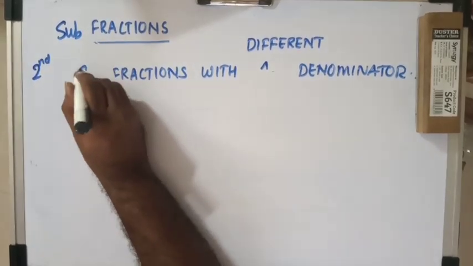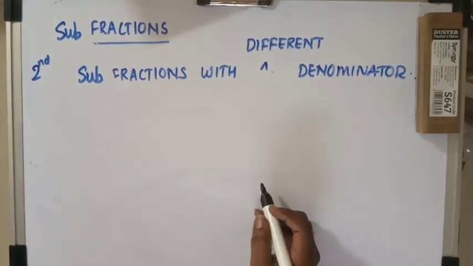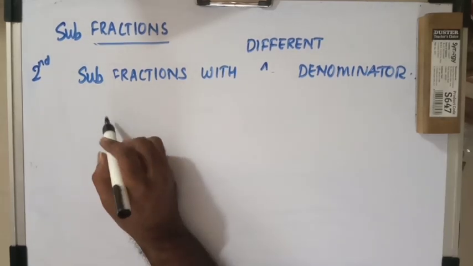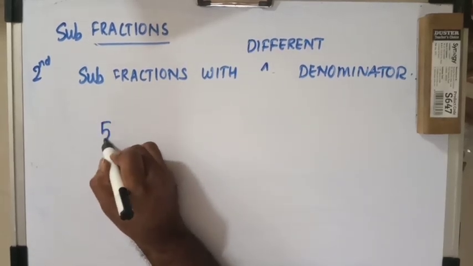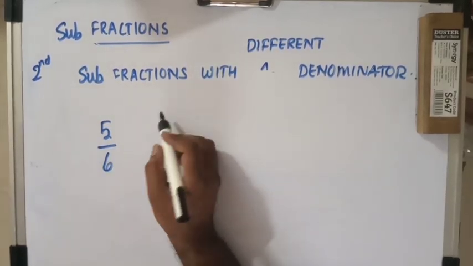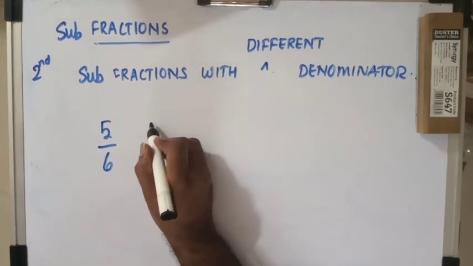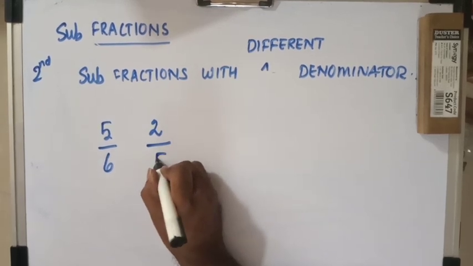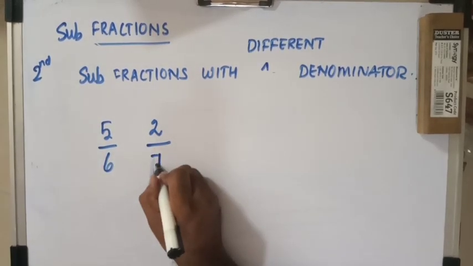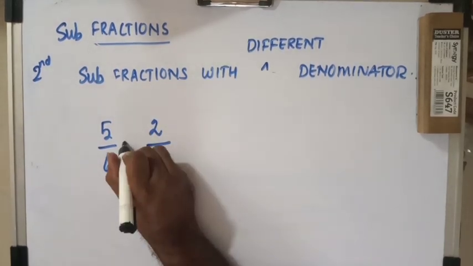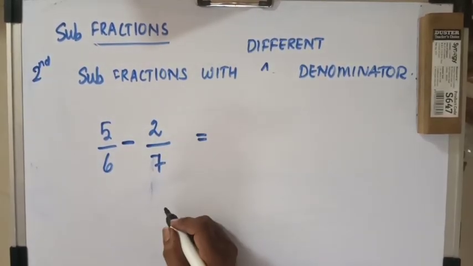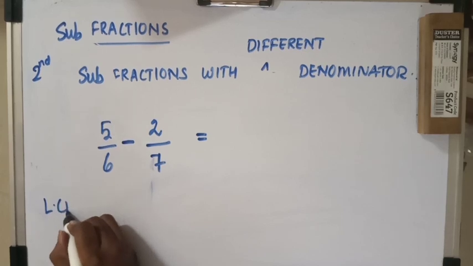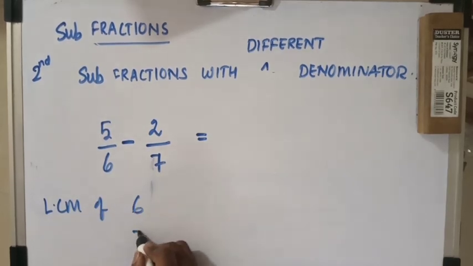You're gonna subtract the fractions with different denominators. Say if the number is 5 upon 6 and the other number is say 2 upon 7. Now children, both are subtracted. How am I going to solve this? First you'll find what? LCM of 6 and 7.